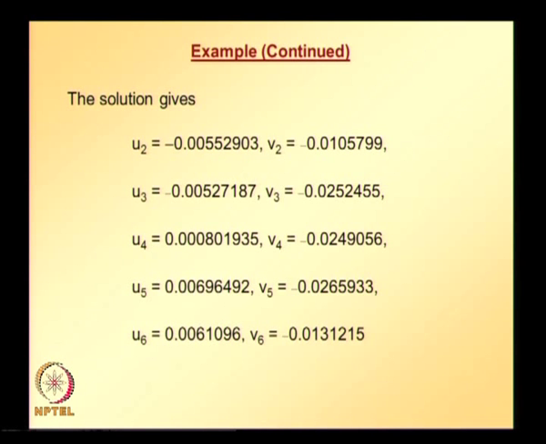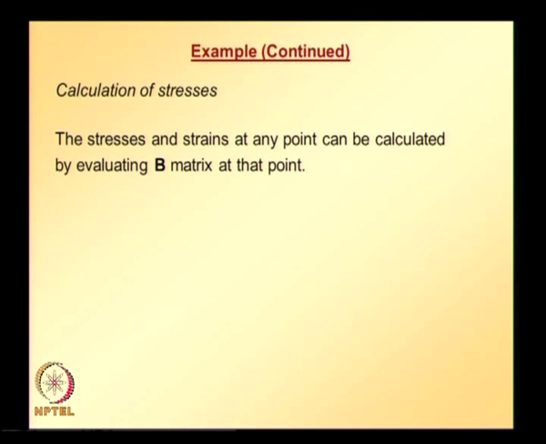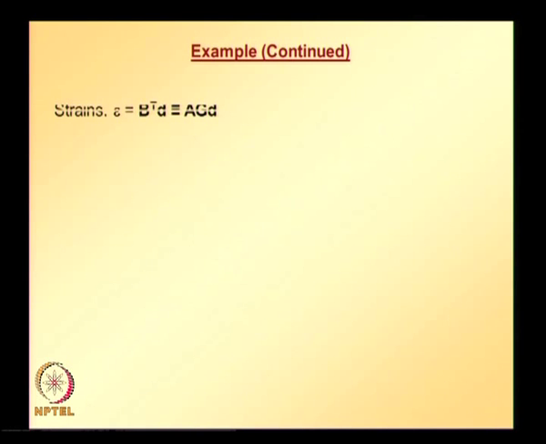and once we have the displacements, we can calculate stresses similar to what we did for the 3 node linear triangular element and 4 node quadrilateral element. Stresses and strains at any point can be calculated by evaluating the B matrix at that point. By evaluating the B matrix at the centroid, which corresponds to S equal to 0, T equal to 0, this is only for illustration.